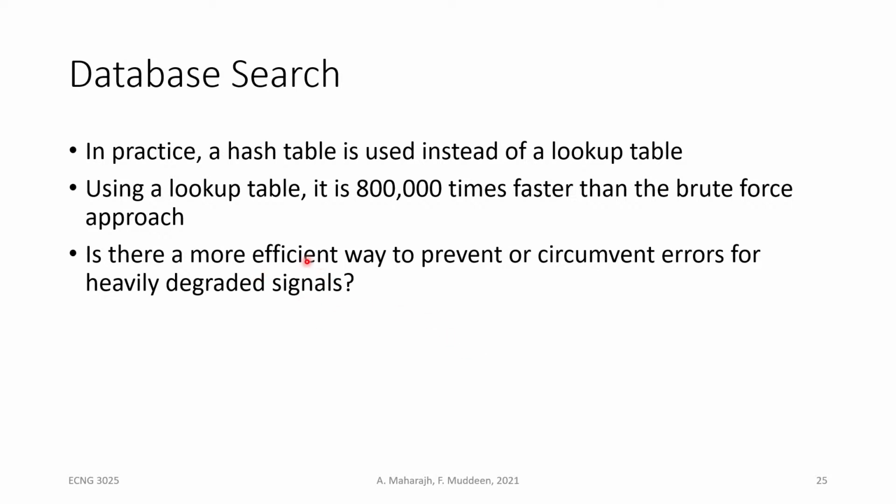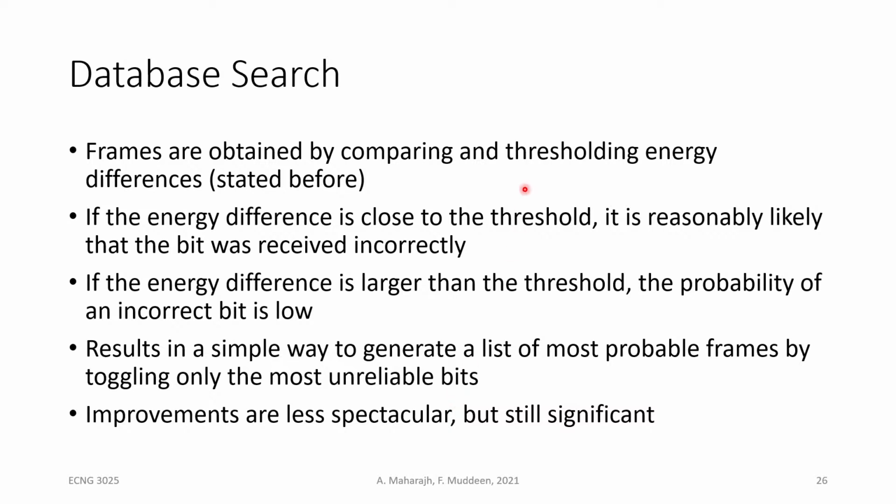There are more efficient ways to circumvent errors for heavily degraded signals, but that's a little bit out of scope for this lecture. One method, which we'll only touch on without going into heavy detail, is this: when the frames were obtained to create our fingerprint, we compared and thresholded the energy differences using the binomial distribution and energy calculation that we just saw.